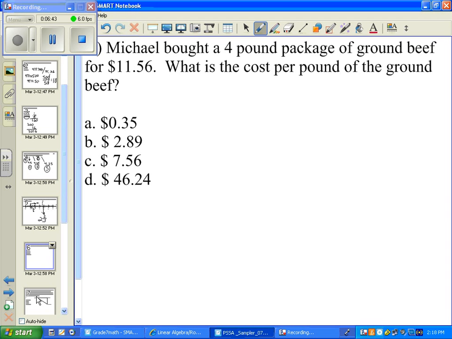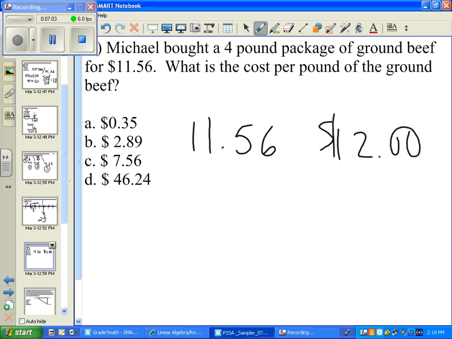Well, we can figure this out. I would suggest you take something like this and you say 11.56. Well, what's that close to? It's awfully close to, what's it close to which is divisible by 4? Well, it's awfully close to 12.